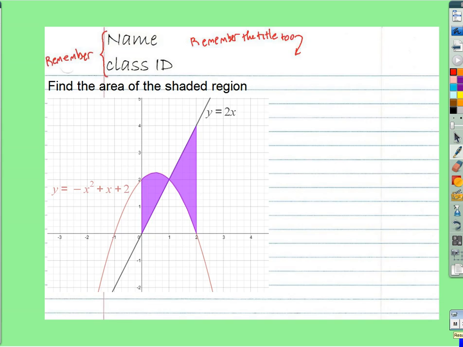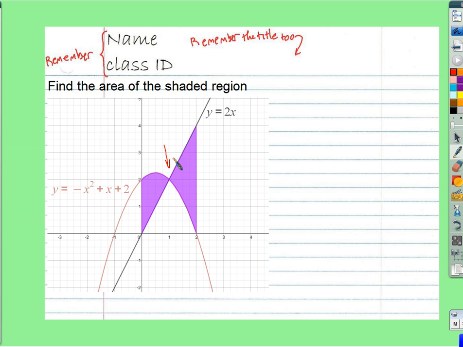So, we want to find the area between these two curves. You see that they intersect, which means we need to treat this area and this area as different areas. From here to here, which looks like x equals 1, we need to treat it like one kind of area where this is the greater function, and from here to here, this is the greater function. It looks like that's 1. Let's make sure that's 1.